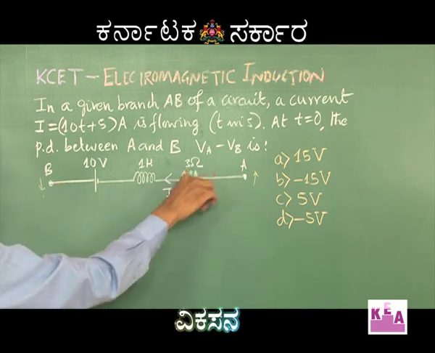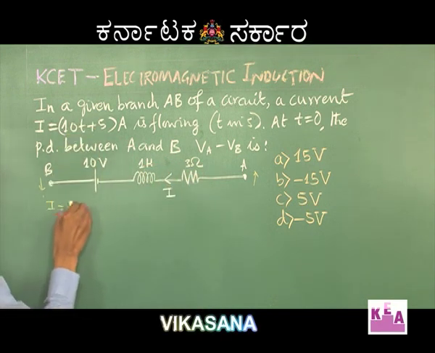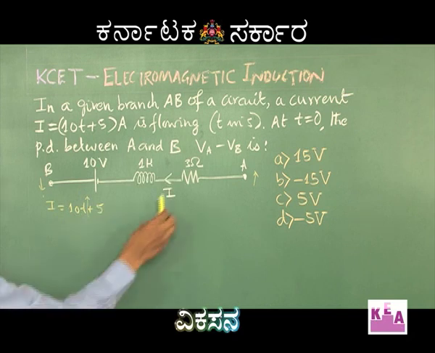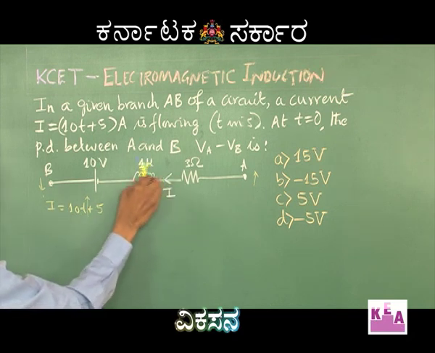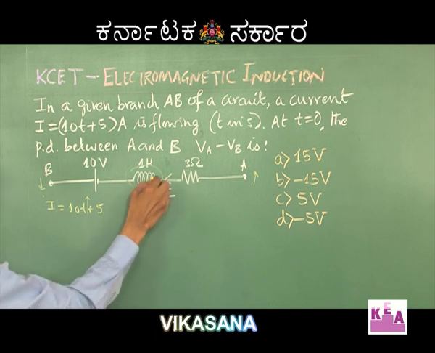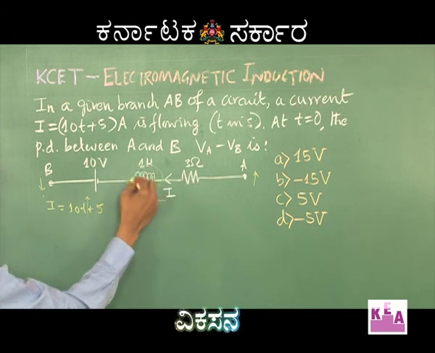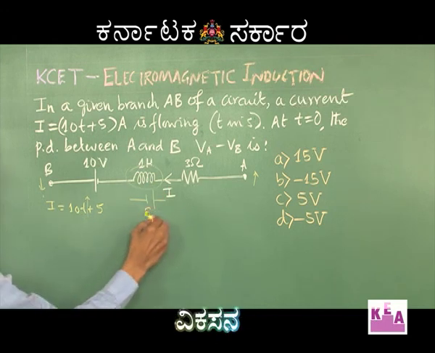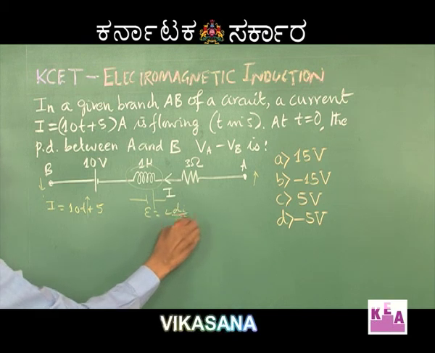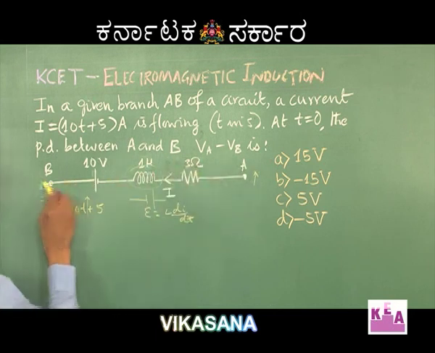I will redraw this circuit, and the current is given by I is equal to 10t plus 5. Therefore, the current is increasing with time. If the current increases with time, then this self-inductance coil will oppose the current coming towards it. Therefore, this would become plus and this would become minus. This is equivalent to a cell of EMF E is equal to L di by dt, rate of change of current into self-inductance. It is equivalent to a battery. This at a higher potential, this at a lower potential.